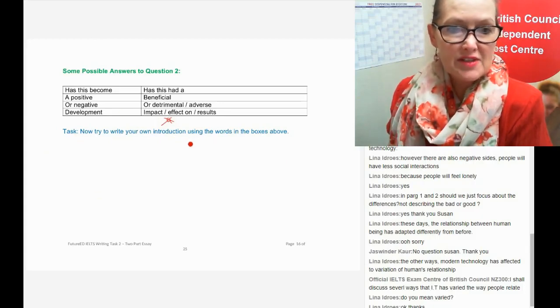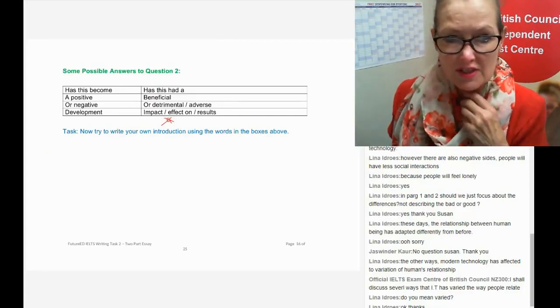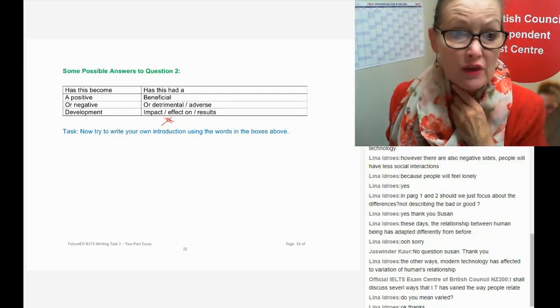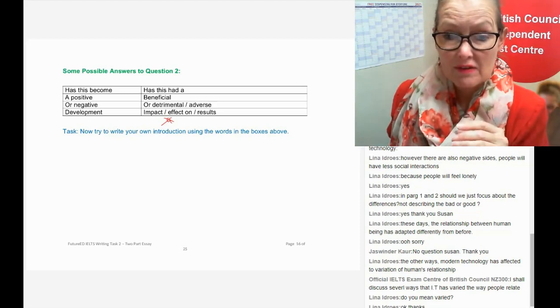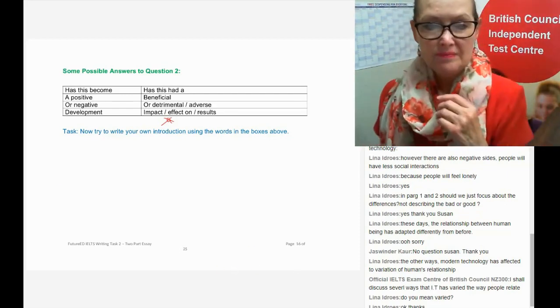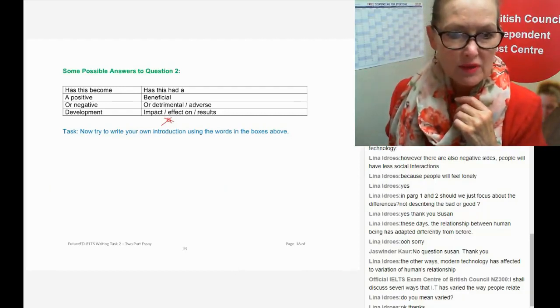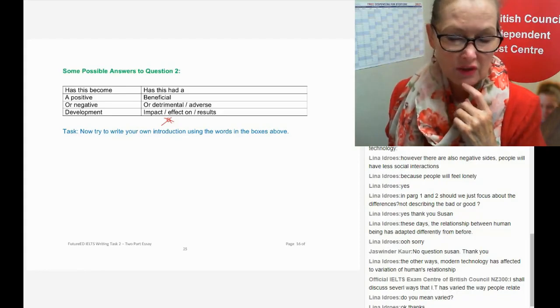And these are some of the phrases. And this has had a beneficial or a detrimental. There's another nice word, adverse. So do take a screenshot of this. These are really beautiful words to vary, talking about positive and negative, good and bad. And development, we could talk about any development and impact on, an effect on.